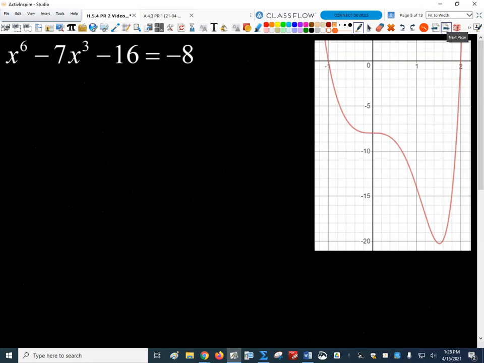Okay, let's try another one. How about this guy? What should I do? First step definitely is what? Equal to 0. So we'll add 8 to both sides.